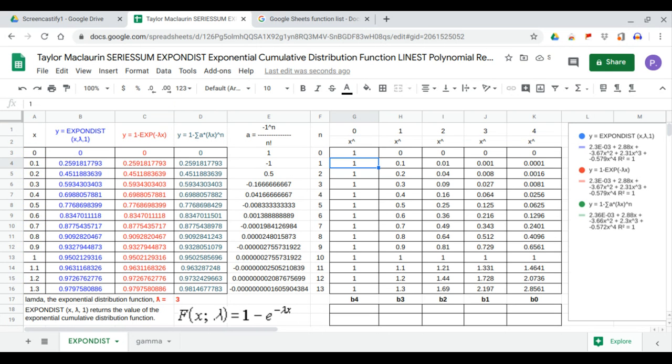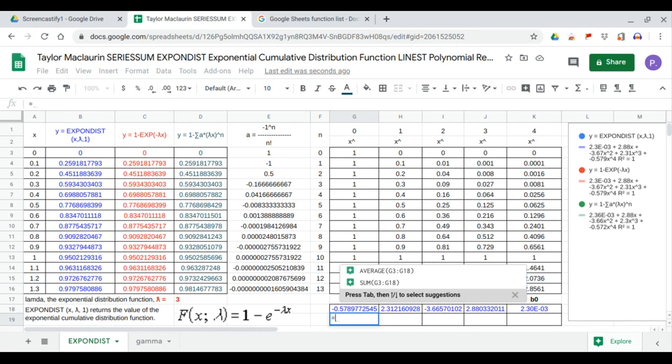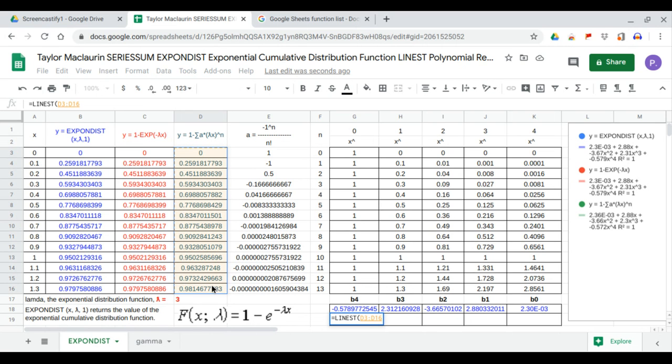Now that we have the 1 comma x matrix, we can use the LINEST. So LINEST, data y, because they are identical, we'll use the original and compare with the expansion, the approximation, comma, data x. And the Taylor Maclaurin series expansion will be LINEST for that, data y and data x.